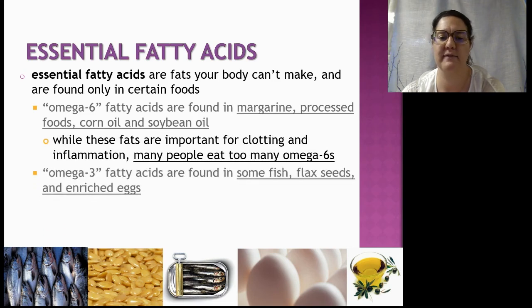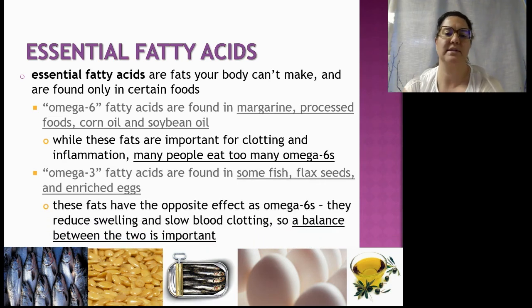Omega-3 fatty acids are found in some fish, flaxseed, and enriched eggs. These fats have the opposite effect of omega-6s. They reduce swelling and slow blood clotting. So it's important to have a balance between the two of them. You don't want only omega-6s, but you also don't want only omega-3 fats.